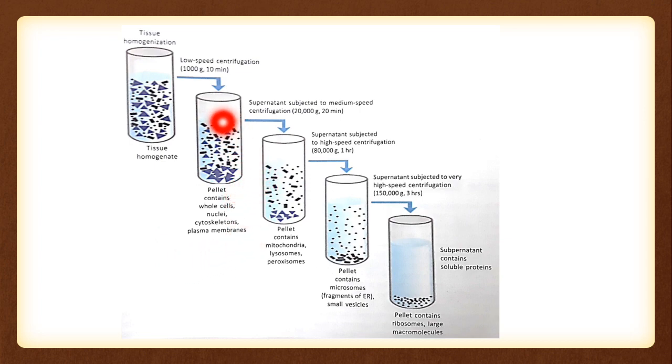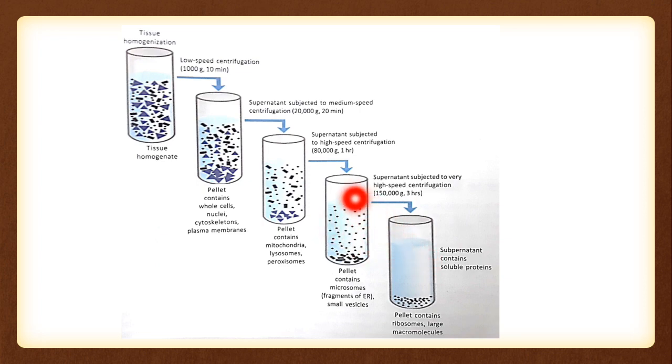Again we will take the supernatant and centrifuge at 20,000 G for 20 minutes. It will give the pellet containing mitochondria, lysosomes and peroxisomes. Again we will take this supernatant and subject it to high speed centrifugation, like 80,000 G for 1 hour, then microsomes and fragments of endoplasmic reticulum and small vesicles are separated out in the precipitate.